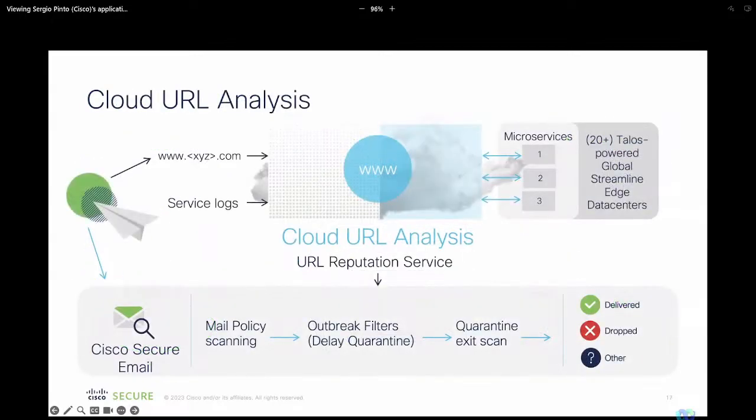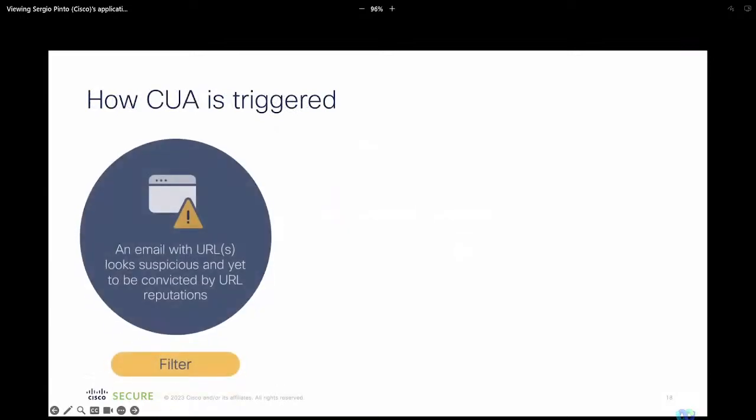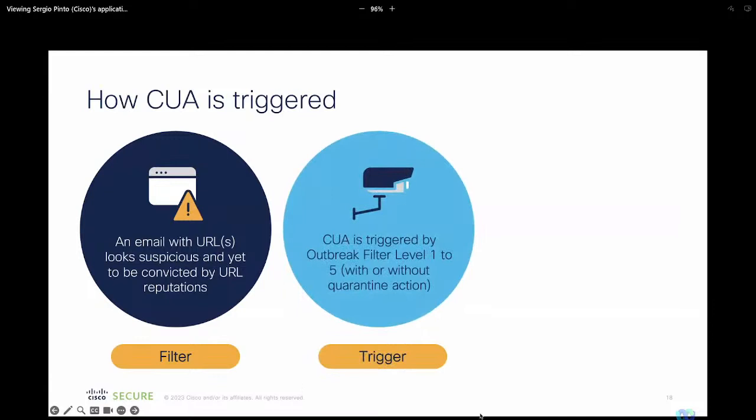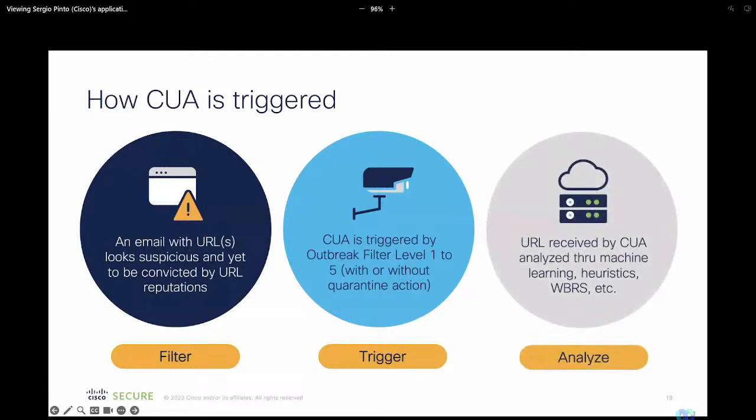Now, moving a couple of slides. If the URL has no reputation or it's unknown to Cisco, we leverage something we call CUA, Cloud URL Analysis. And how do we trigger CUA? CUA gets triggered if there is no reputation or it's an unknown URL. CUA also gets triggered if this is an outbreak filter. So if Cisco Talos decides that this URL becomes malicious and it's part of a new outbreak, CUA gets engaged.